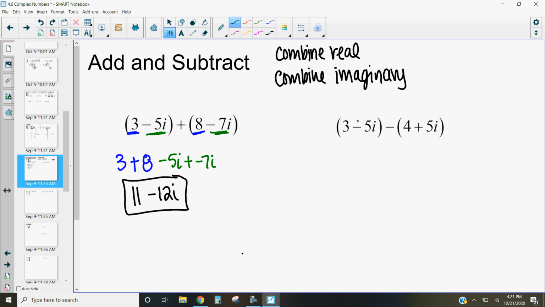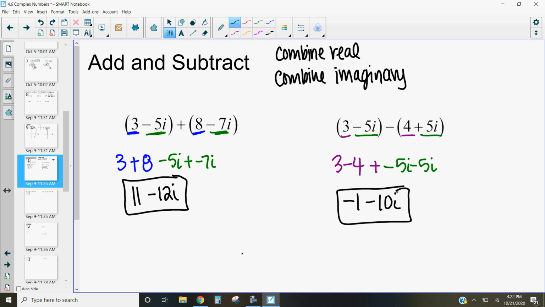Now let's take a look at this next one where we're subtracting. We're going to do the same thing, but again, combine the real, then combine the imaginary. So our real portions here are 3 and 4, so I've got 3 minus 4. And then I've got my complex portions, which are negative 5 and 5. So then we get negative 5i minus positive 5i. And when we combine these, we get negative 1 minus 10i, because again, we combine the real parts and combine the imaginary parts. So that's how we would add and subtract.